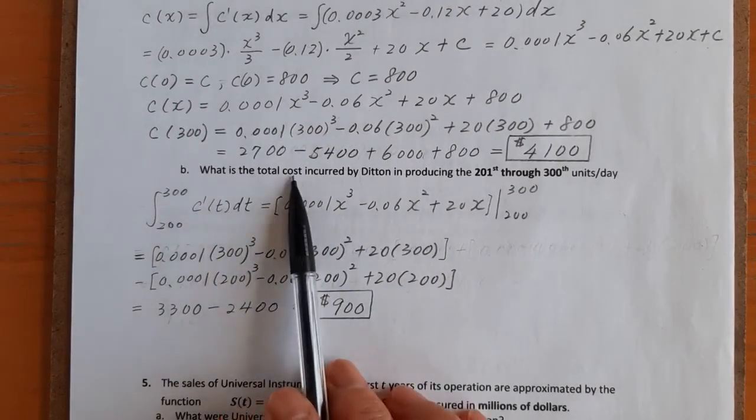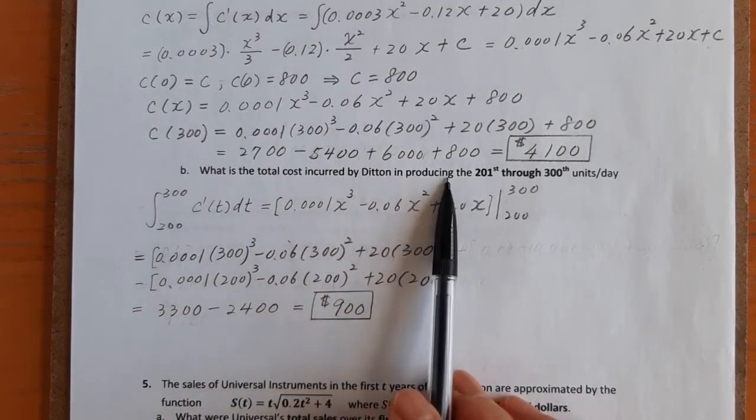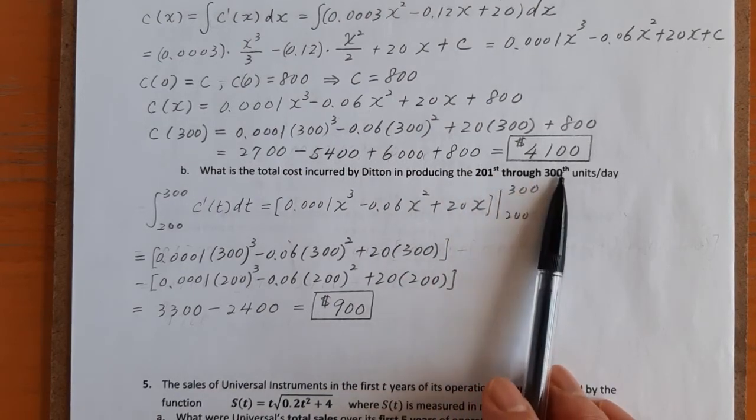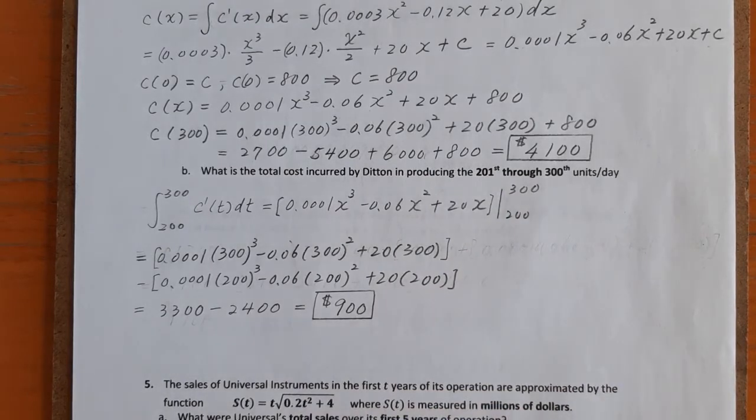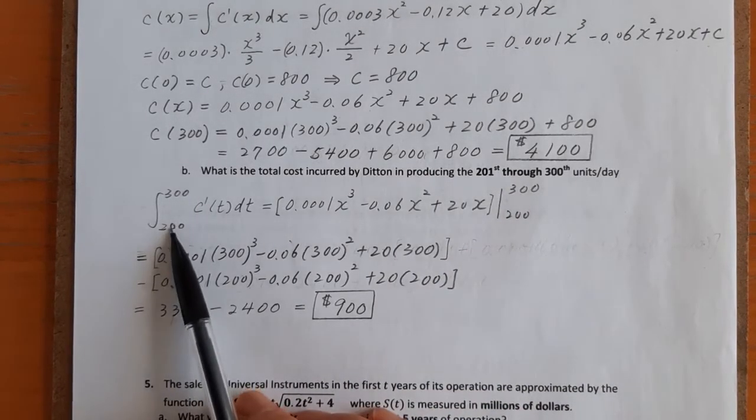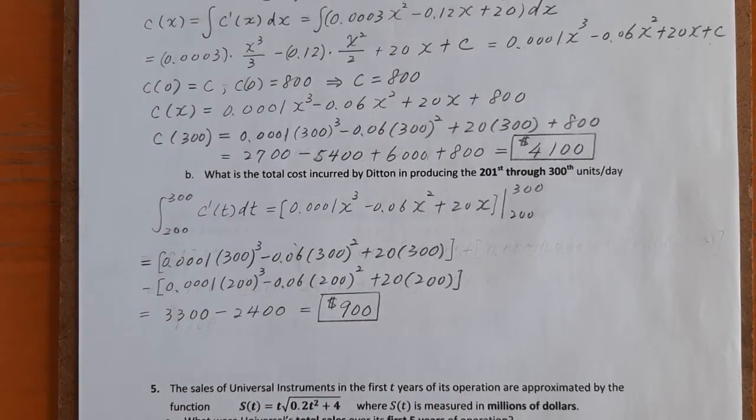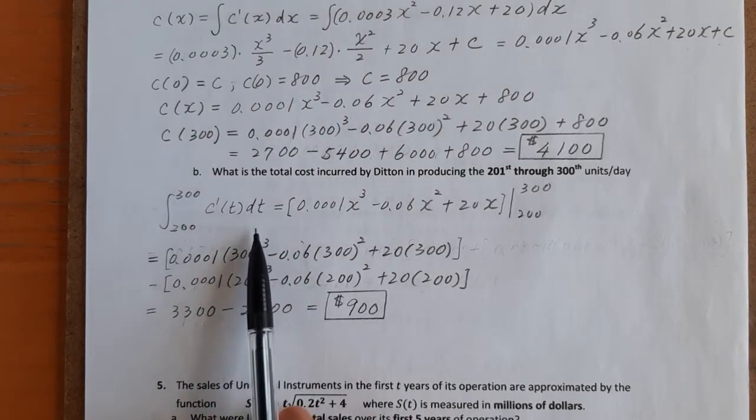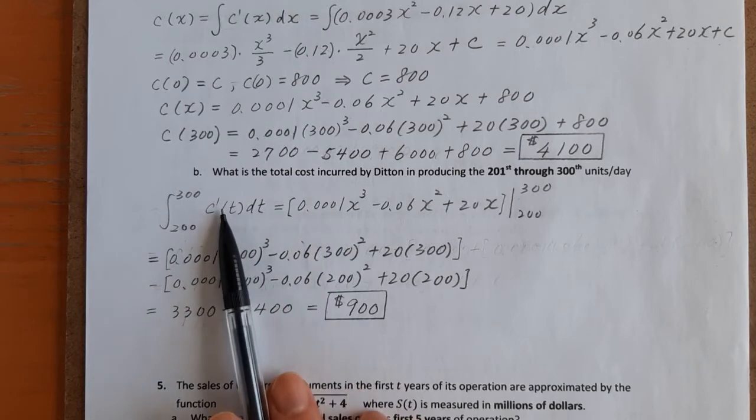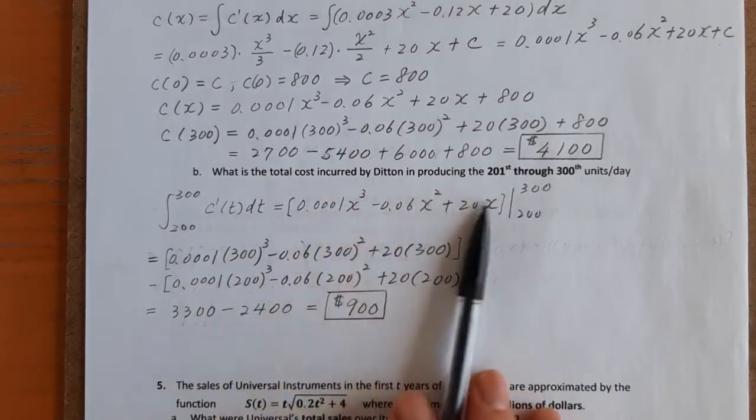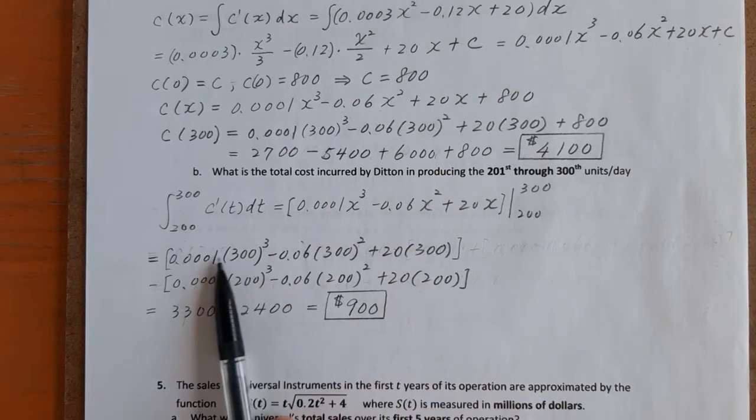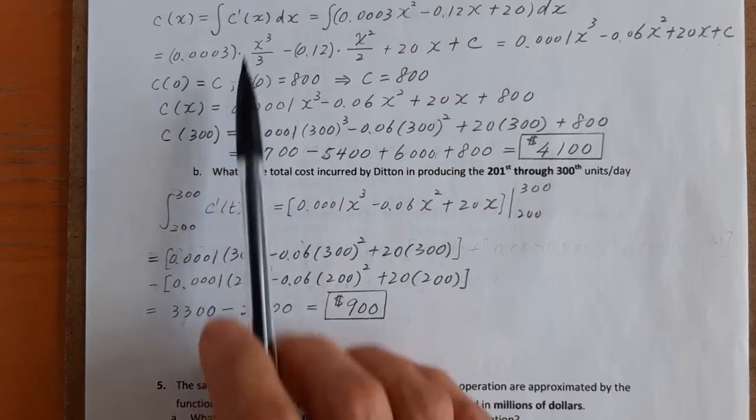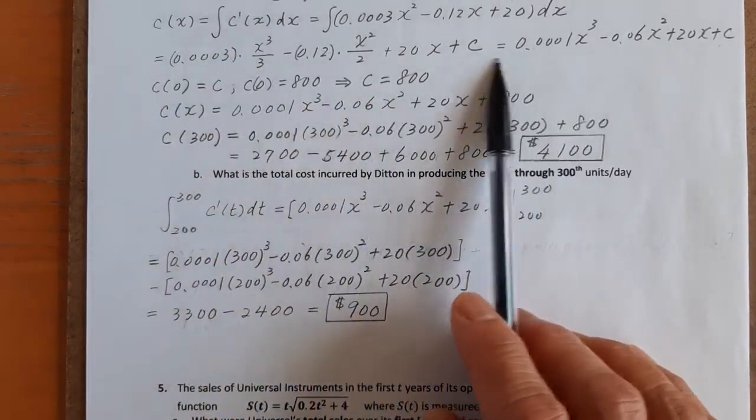Next, what is the total cost incurred by Deaton in producing the 200th first through 300th units per day? So for the 201st unit, you have to count from 200 to 300. Now, start at 200. C prime of x is this, and take the integral. We already figured out the integral of C prime of x over here.